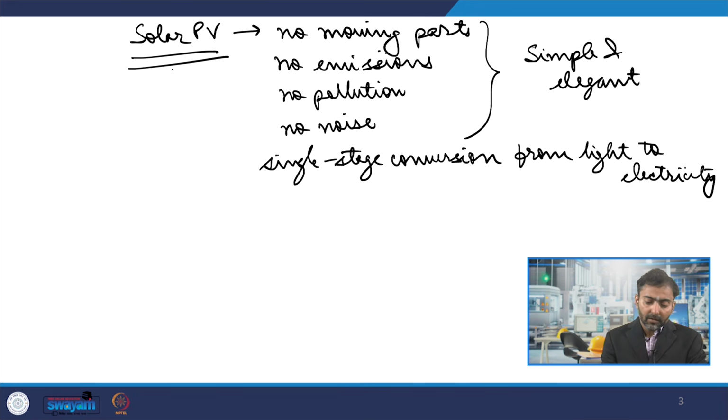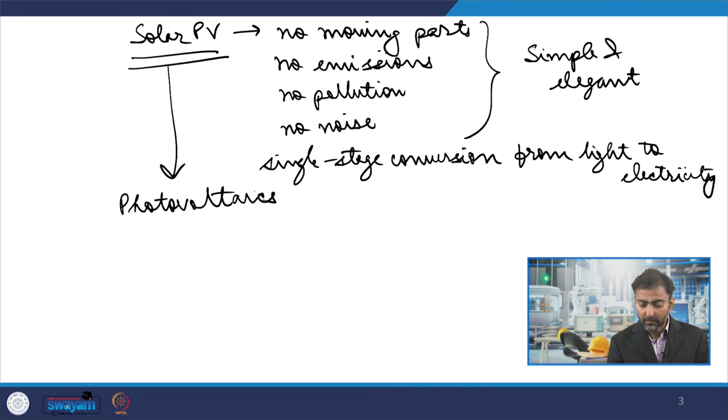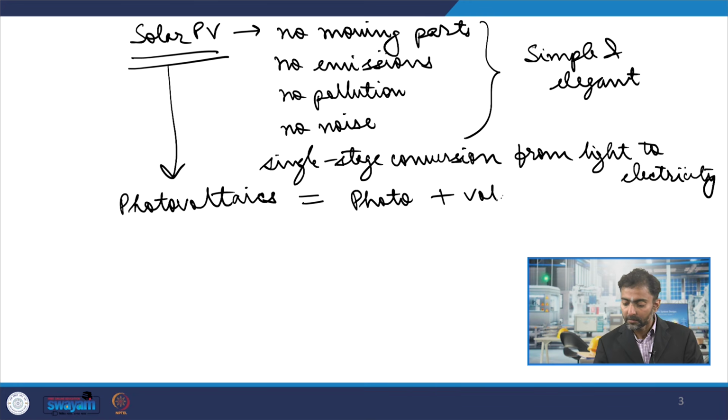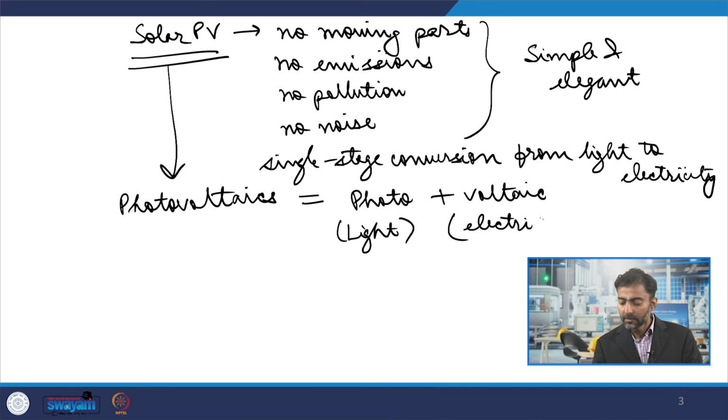Now let's look at a little bit of the nomenclature and the history of solar PV. If you look at it, PV, as we know, stands for the word photovoltaics. Now this word photovoltaics is made up of two words. One is photo and another is voltaic. So photo, as we understand, refers to light, and voltaic refers to electricity. So the name itself indicates a sort of a single stage conversion directly from light to electricity. So that is the nomenclature, that is the etymology of the word photovoltaics.